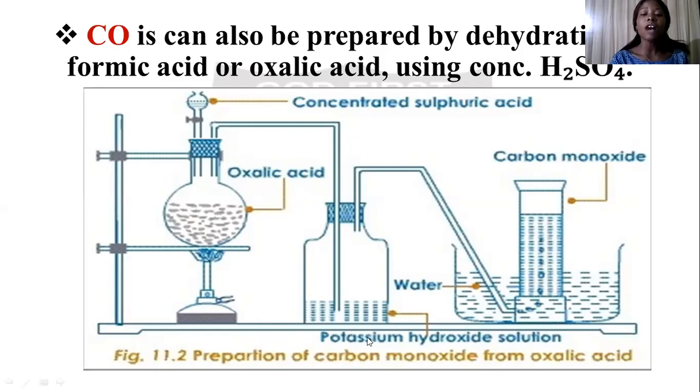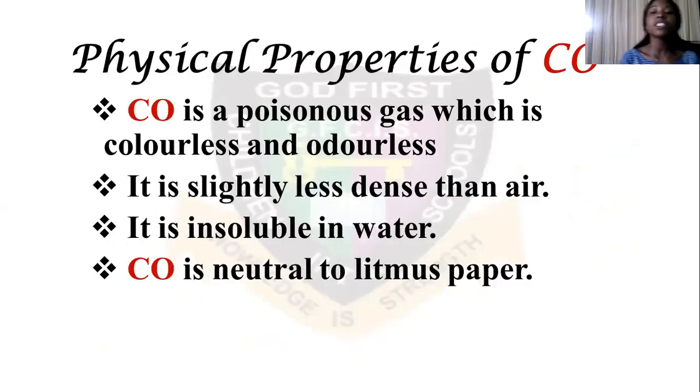So look at here, you have potassium hydroxide solution. That potassium hydroxide is to remove carbon dioxide that is formed during the process of using oxalic acid as the substance that's being dehydrated. So to remove that carbon dioxide, you use potassium hydroxide to remove it, then you get your carbon monoxide as the product. Physical properties of carbon monoxide.